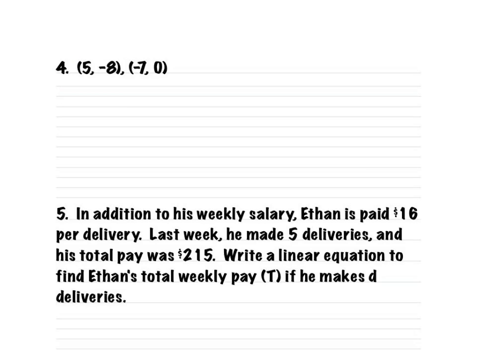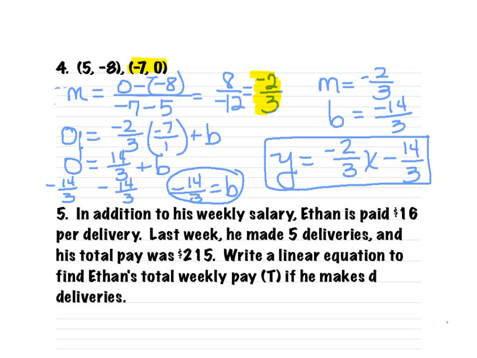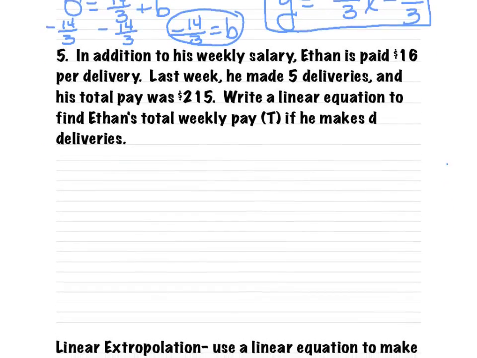Okay, try number 4 on your own. I'm giving you 2 ordered pairs, and you want to write the equation in slope-intercept form. Pause your video now. Okay, please check your work. Y equals negative 2/3 x minus 14/3. Okay, let's go on to number 5.